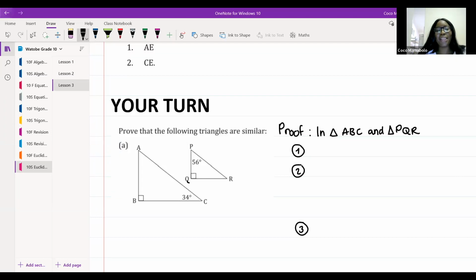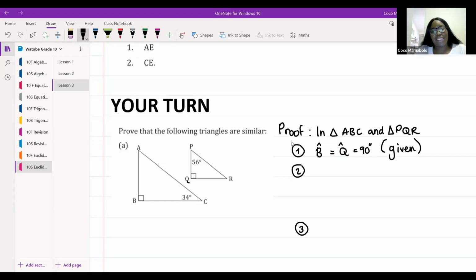Because I can see everybody. Angle B is equal to angle Q, which is equal to 90 degrees, and it's given. Excellent. And what is my reason for that? It's given. Yes, it's given. Correct. Okay, excellent. Well done.